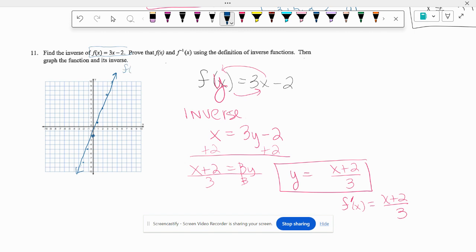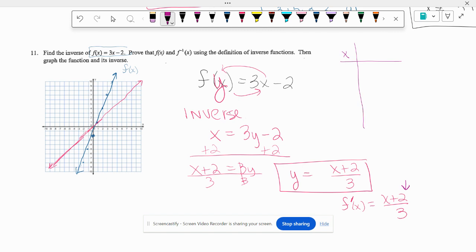So remember I said that when you do the inverse, you're actually reflecting over the line y equals x. That's this red line right here. I really want to draw that nicely so you can see it. So it's just a line that has a slope of 1, passing through the origin. So let's graph this. I'm going to pick some x values that are going to give me numbers that are divisible by 3.